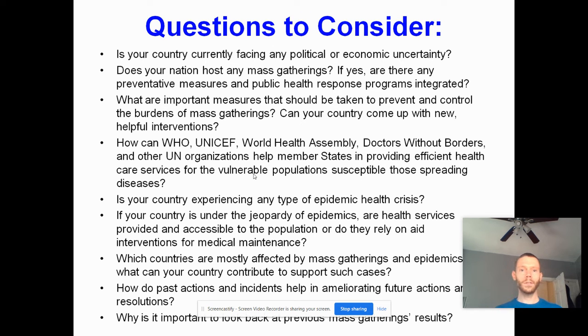Again, these are some of the questions to consider as posed in that background. We want to consider mass epidemics prior to 2018. So really three of them that they discussed in that background guide were the SARS outbreak, MERS, and Ebola. And we want to kind of consider how we can put together a resolution based on issues that your countries have had in the past, how your country has hosted mass gatherings and what they do in terms of the logistics for having public health responses, looking back at previous mass gathering results, what worked well, what did not work well, so on and so forth.